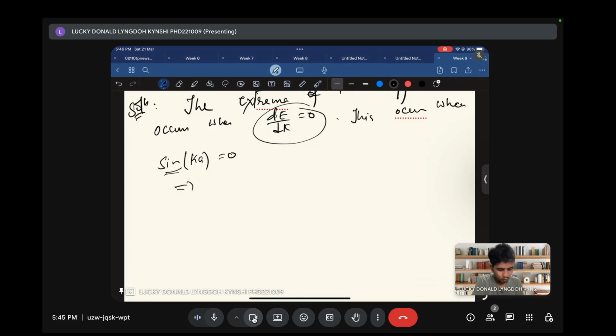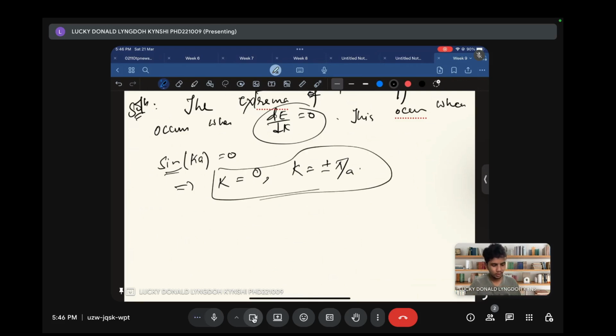So sine ka will be equal to sine of n pi, which means either a is equal to 0 or k is equal to plus or minus pi by a. Because sine of k into a, with k equal to pi by a, the a and a get cancelled, so sine of pi will be equal to 0, or k itself is equal to 0. So there are two values of k for which dE by dk is equal to 0. That is what I'm trying to say: k equal to 0 and k equal to pi by a, for which dE by dk is equal to 0.